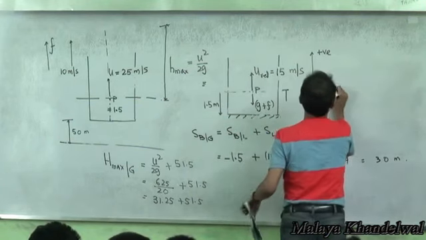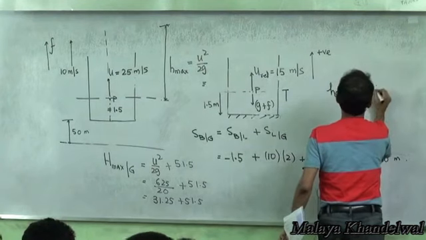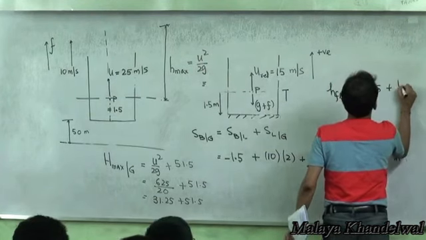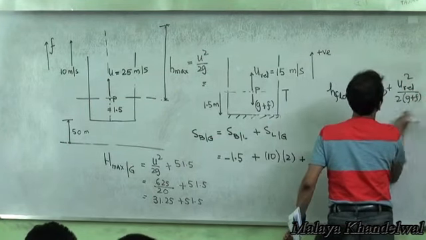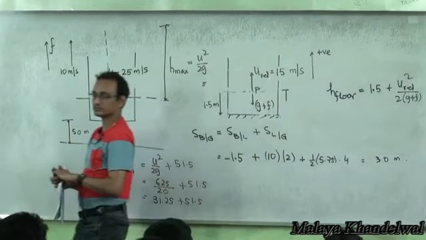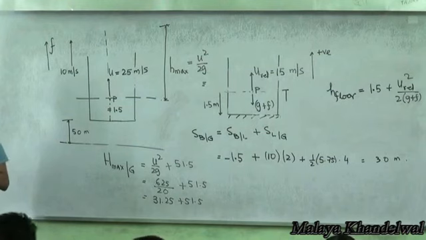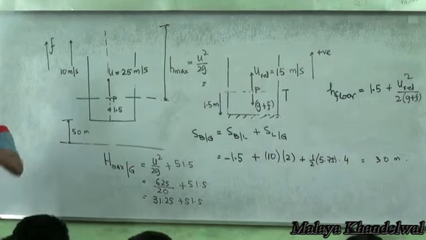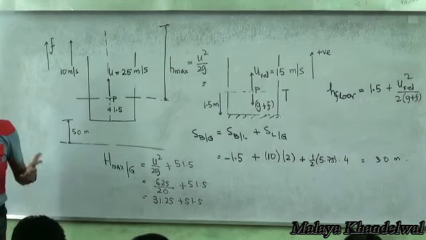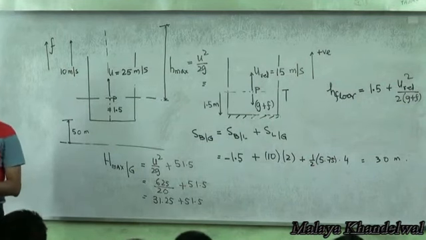So the maximum height above the floor of the elevator is going to be 1.5 plus u rel squared divided by 2 times (g plus f), or whatever this turns out to be. Yes or no? With respect to the floor of the elevator, 1.5 plus u squared by 2 times (g plus f). Clear?